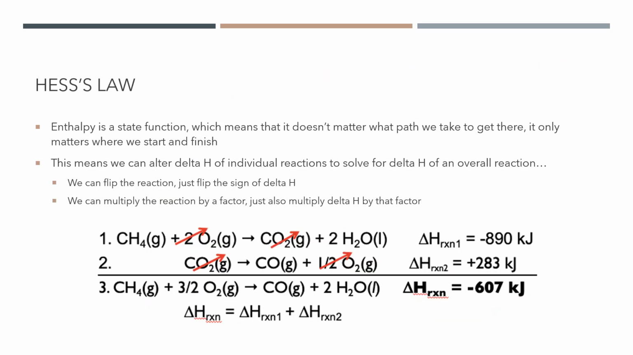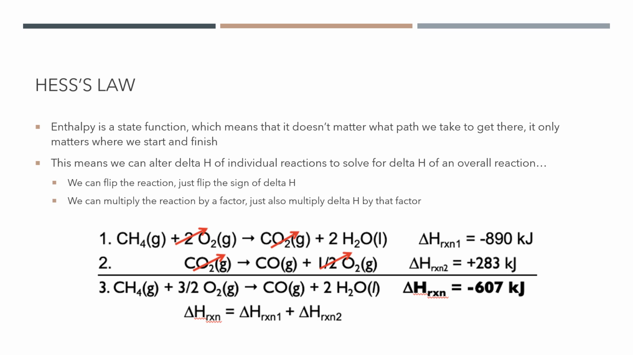So let's now look at Hess's law. Each reaction is going to have a standard enthalpy change with it, and most of the time you're going to be given a reaction that has an unknown enthalpy change. So you can determine what the enthalpy change is by combining multiple reactions together.